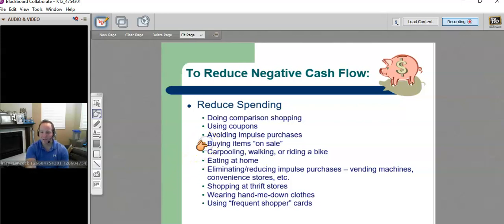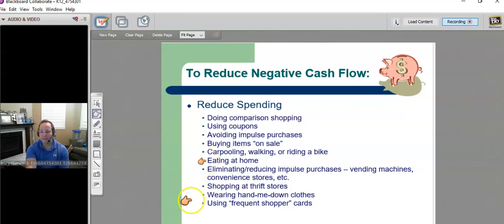Buying items on sale, waiting till Black Friday if it's something that you've already been looking for and have already saved up the money for. Here's something that I do sometimes. Instead of driving down to Salt Lake or something like that, I'll take the train, and I'll take my bike on the train and go ride because it saves a little bit of extra money that way.